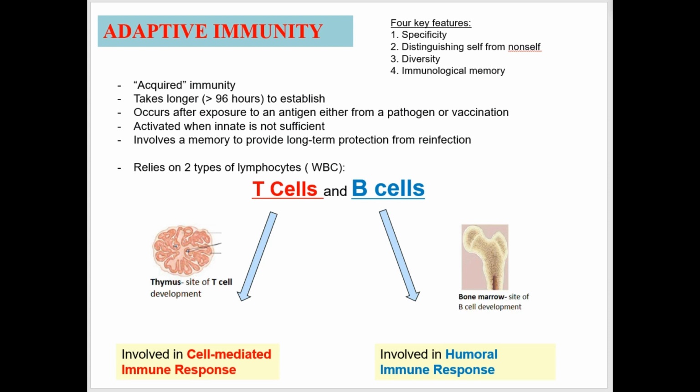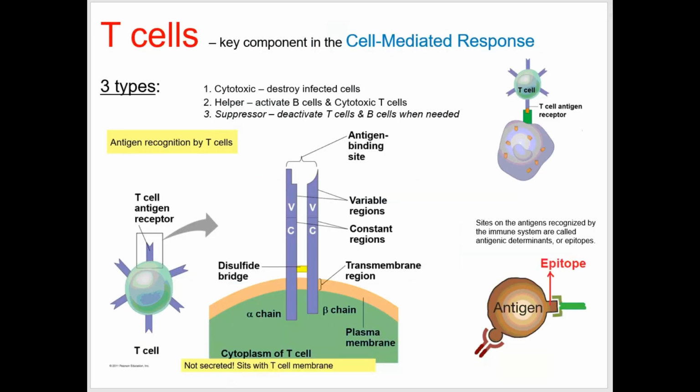Okay, so if innate immunity is not sufficient, adaptive immunity is going to be activated. So this is that acquired immunity, and usually this takes much longer to establish. There are two types of lymphocytes, white blood cells, that are going to be playing a key role in this type of immunity: T cells and B cells. T cells are involved in the cell-mediated immune response, and B cells in the humoral immune response. So let's take a look at T cells.